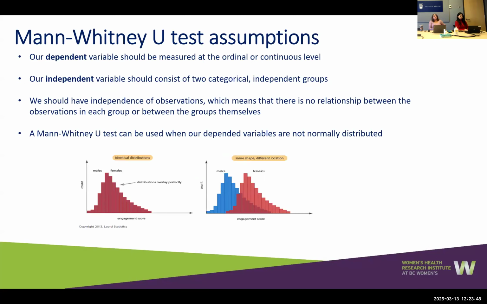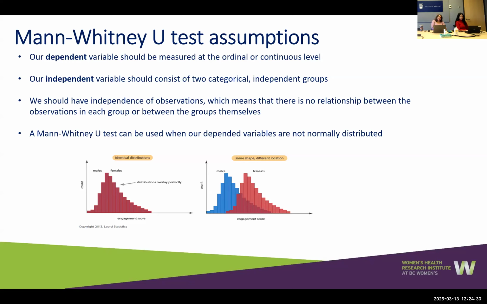We still need to check some basic assumptions for this specific test. Our dependent variable should be measured as ordinal or continuous. So basically our Y in this equation should be continuous, same as for the t-test, like blood pressure measures. Our independent variable should include only two categories, like male, female, exercise, not exercise. If we have more than two categories, we would need to apply a different variation of the test.